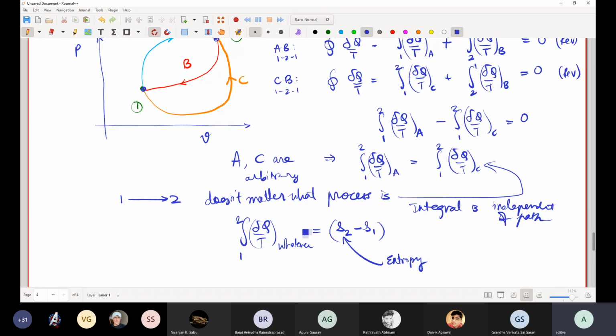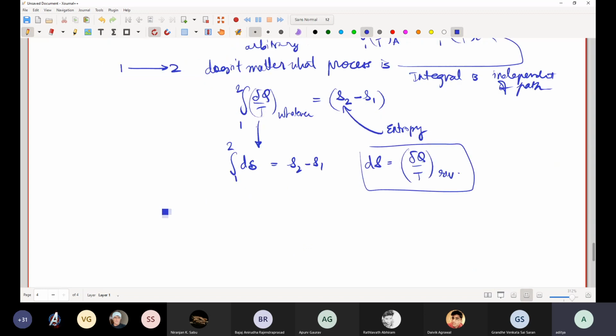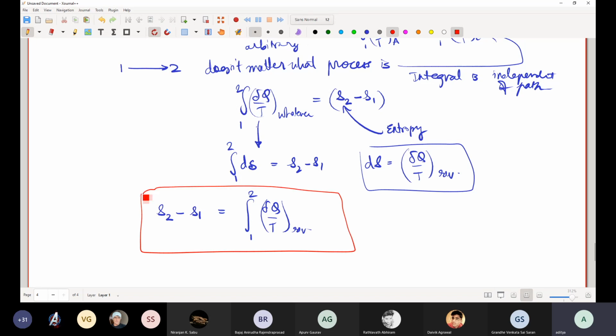More generally, this we can then write down as the integral from 1 to 2 of ds, and this is simply equal to S2 minus S1. So ds is equal to del Q by T reversible. This is what you can conclude from this. Look very carefully: S2 minus S1 is the integral from 1 to 2 of del Q by T for a reversible process. Is this statement clear to everyone? The difference in entropy is that integral for a reversible process.